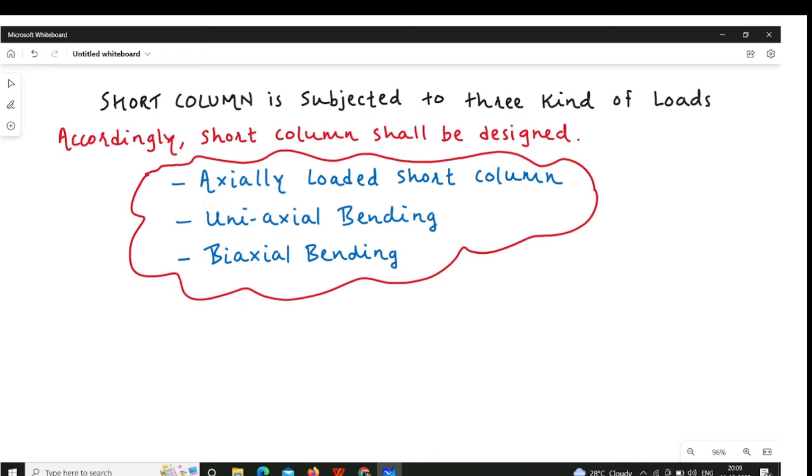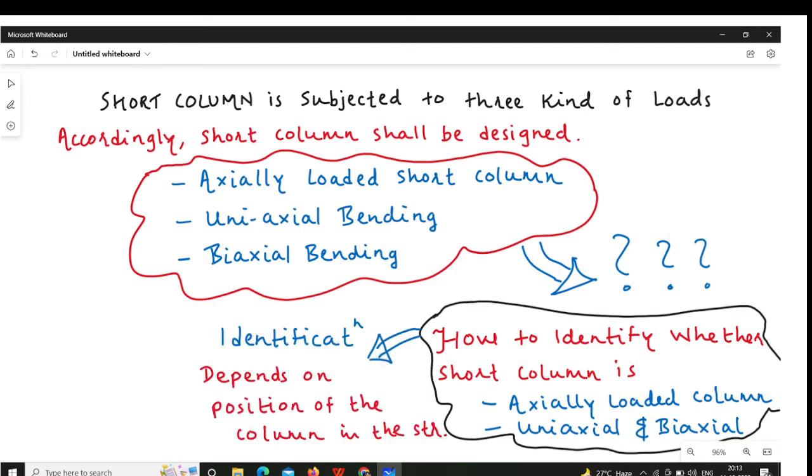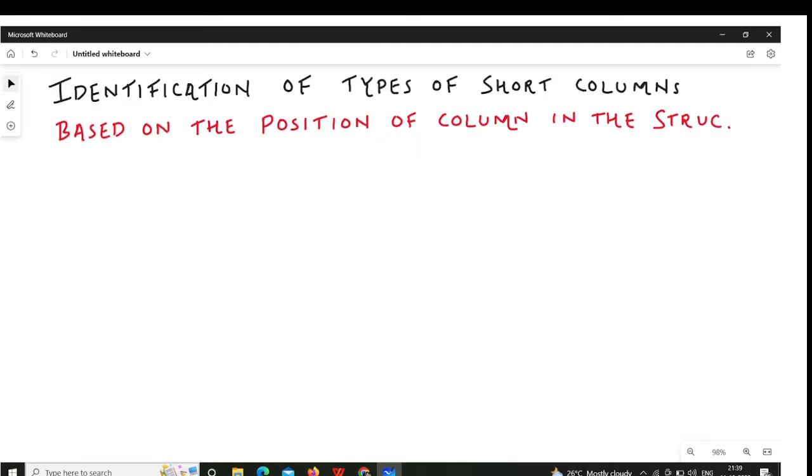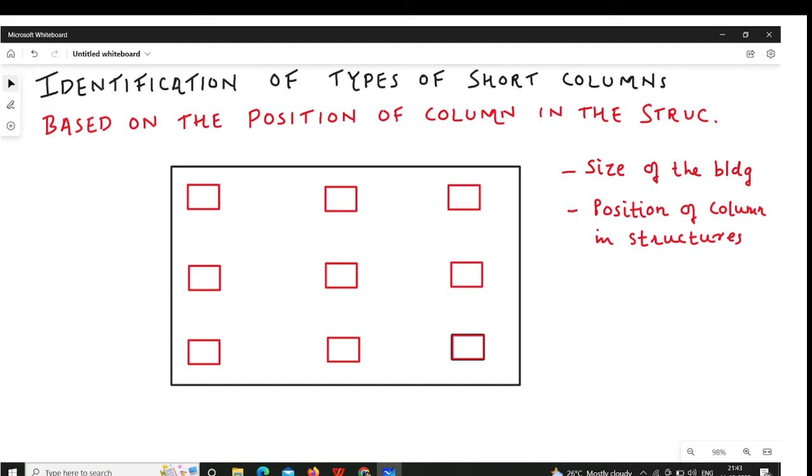Okay. Now the bigger question is how to identify whether the short column is an axially loaded column or a uniaxial or biaxial one. How to identify it? See, identification largely depends on the position of the column in the structure. Based on the position of the column in the structure, we can easily decide whether it is axially loaded, uniaxial or biaxial. So this is the size of the building that we have and we have to show the position of the column. So these are the possible positions of the column in the structure.